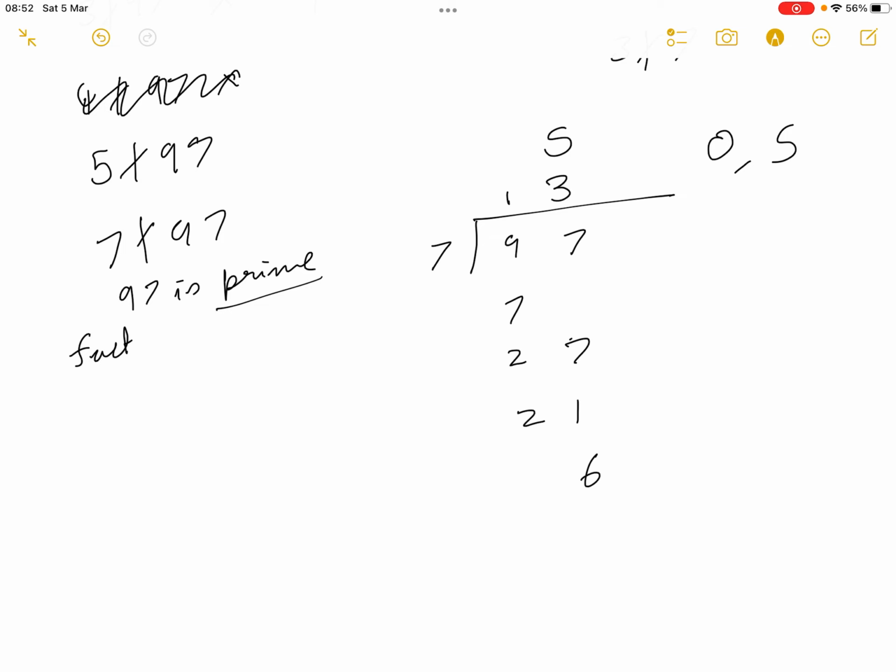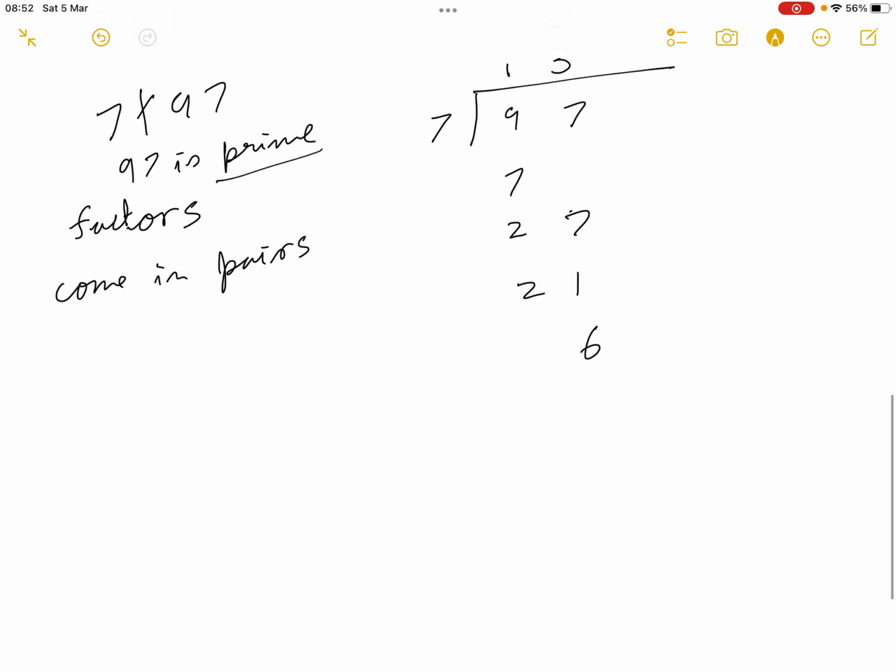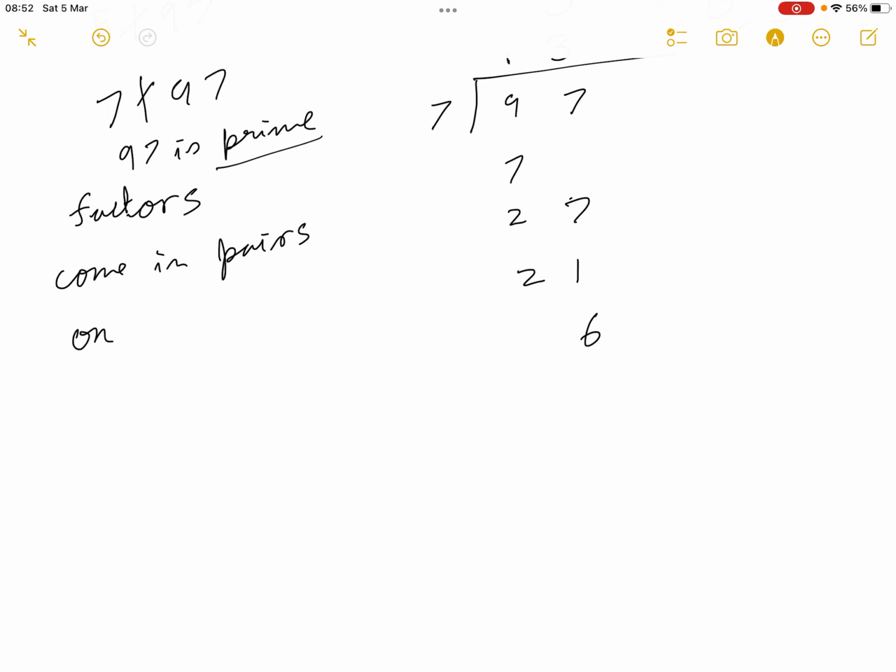Okay, and this is because, oh sorry, this is supposed to be factors, it's not a fact. Factors come in pairs, okay, where one is bigger. Factors of a number n come in pairs where one is bigger than or equal to the square root of n, and the other is less than or equal to the square root of n.